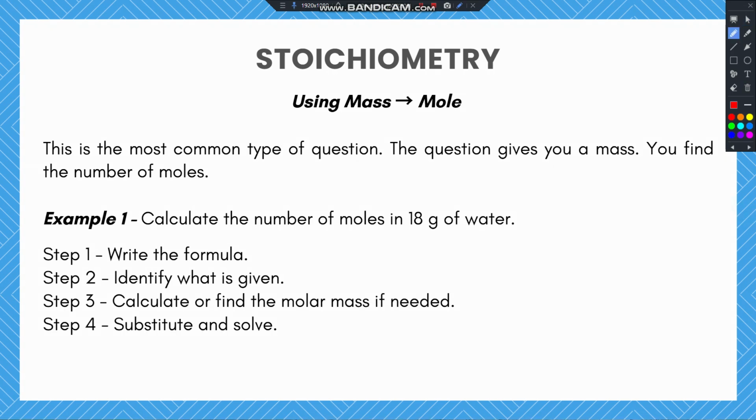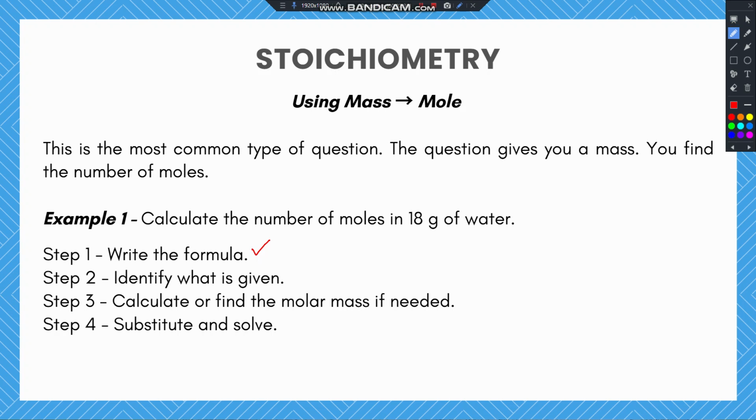Example number one deals with the mass to mole concept. We have the example that says calculate the number of moles in 18 grams of water. Step number one, write the formula. What is the formula of water? The formula of water is H₂O. We've written the formula.